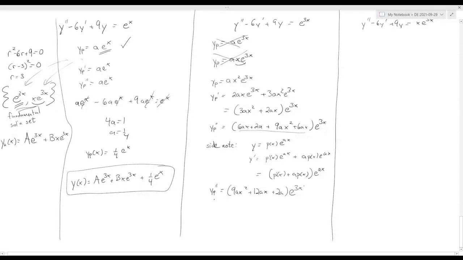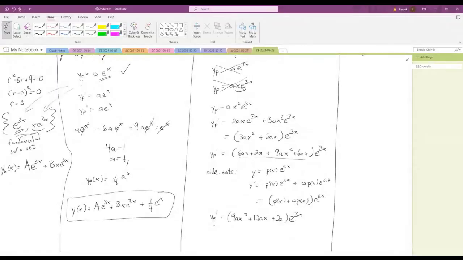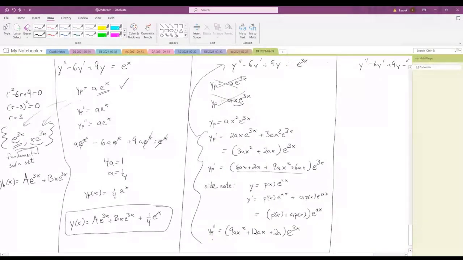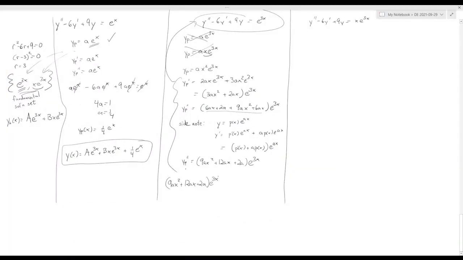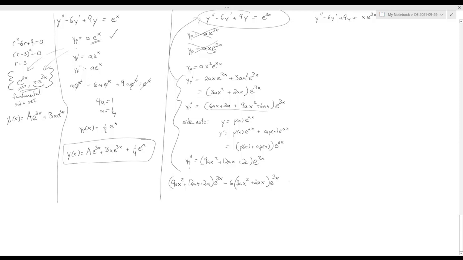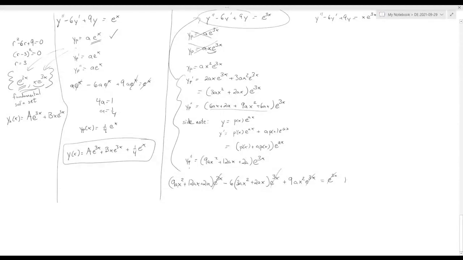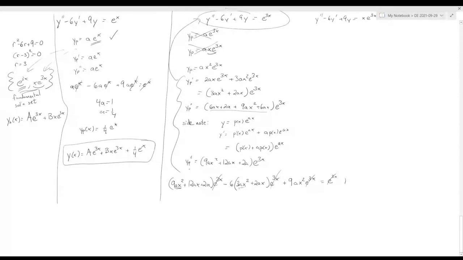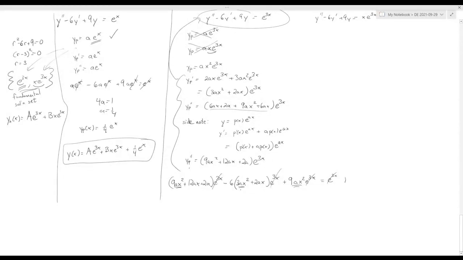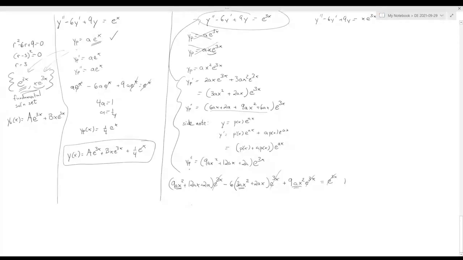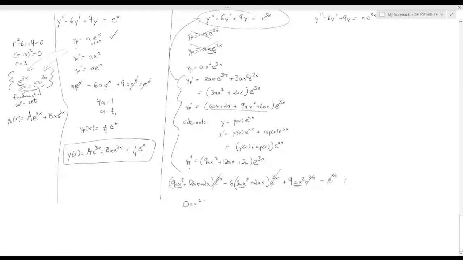All right, and then we plug these derivatives right into our original differential equation: y double prime minus 6 times y prime plus 9 times y is equal to the right-hand side. Exponentials go away, and now we can combine these. We have the x squared terms, so that's 9 minus 18 plus 9, so we get 0 ax.